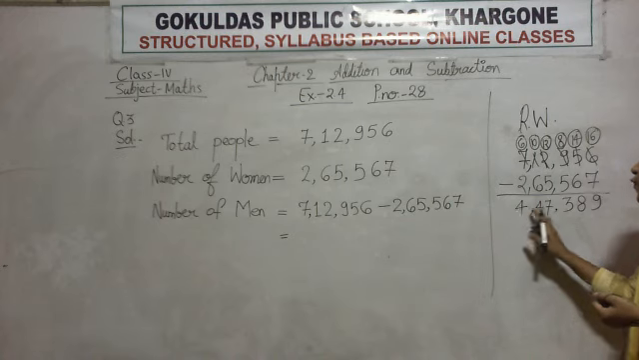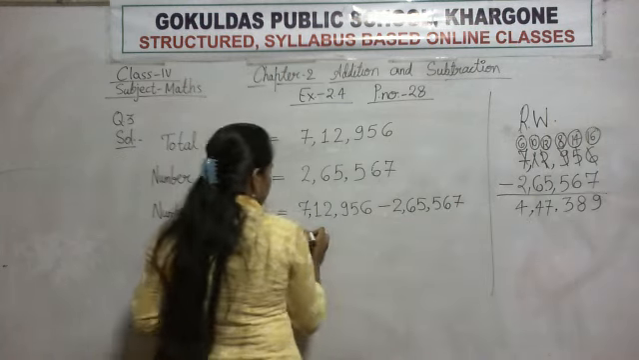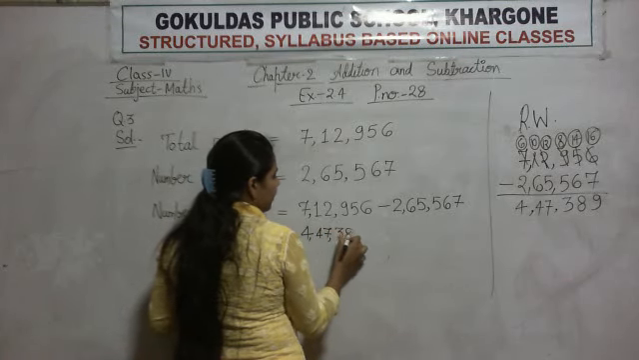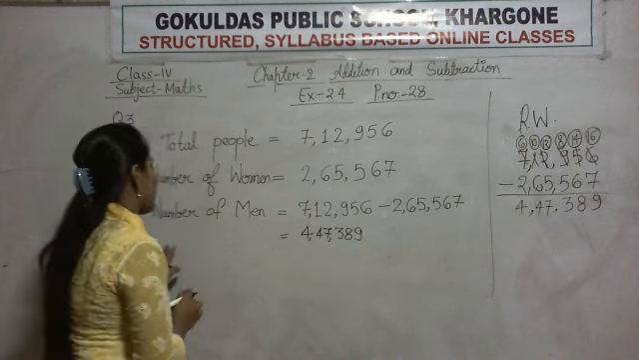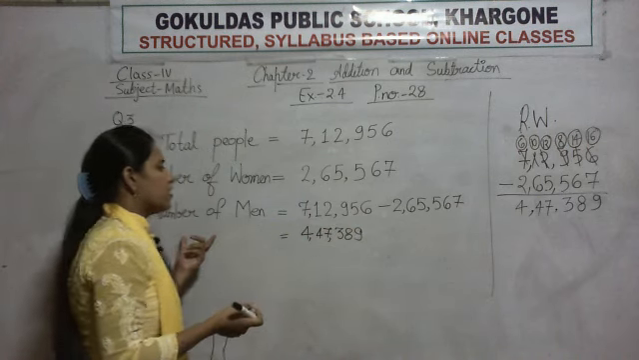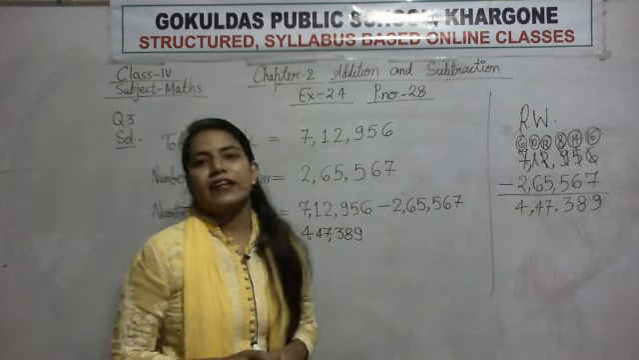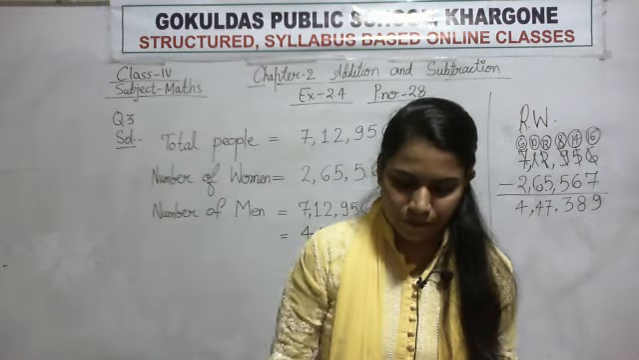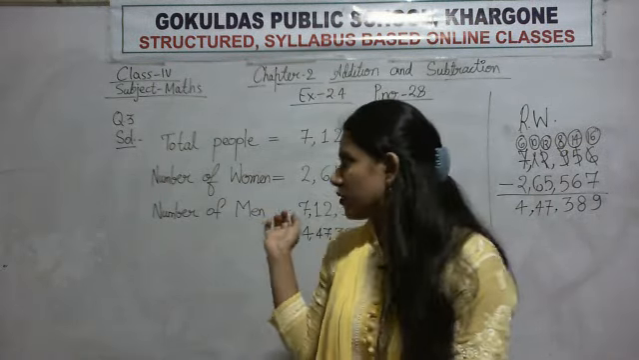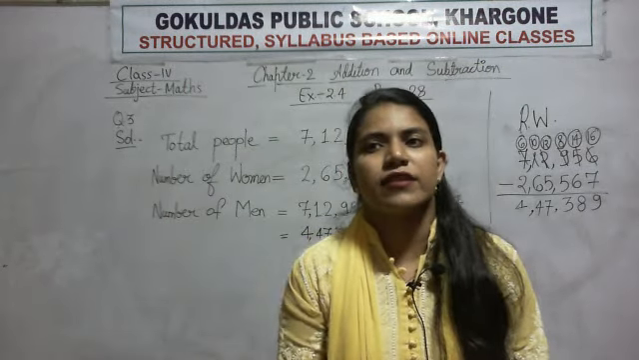So your answer is 4,47,389. So your answer will be, how many men watch the cricket match? 4,47,389 men watch the cricket match. Right now you need not note down this word problem. In the PDF I will provide it, so just understand only.